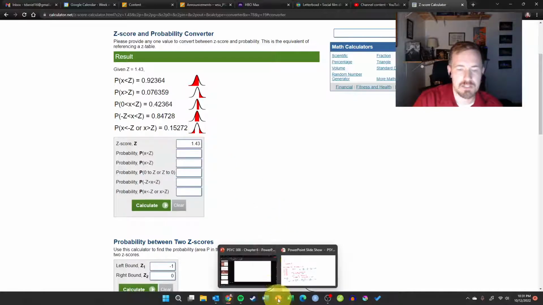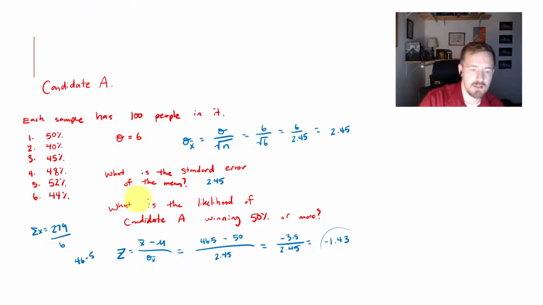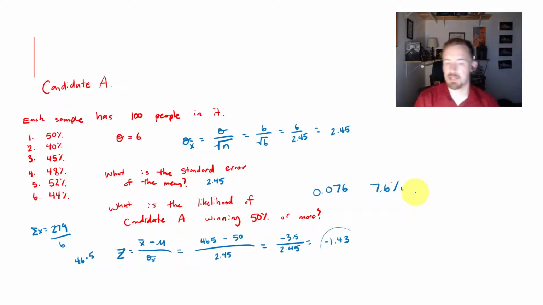Yeah, so we're going to say that the likelihood there is going to be 0.076. So our answer here, the likelihood of winning 50% or more, 0.076. In other words, that's going to be 7.6%. And that is it.